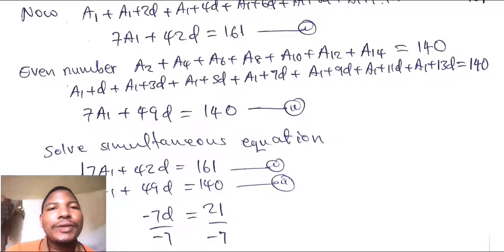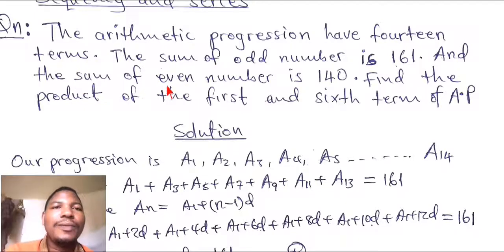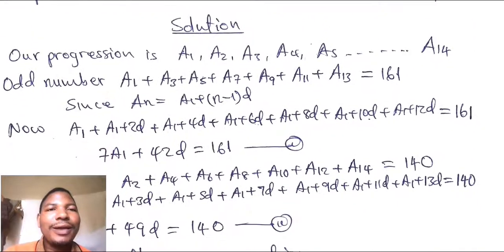How about the second equation? He said that the sum of the even terms equals 140, according to this. It says the sum of the even terms is equal to 140. So when you sum up the even terms, from where?